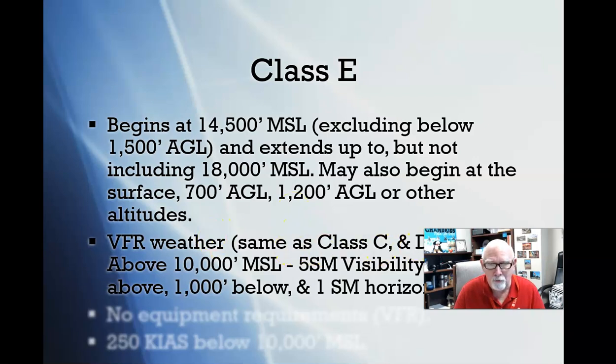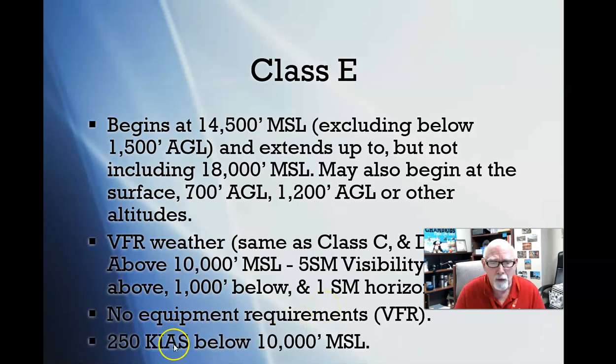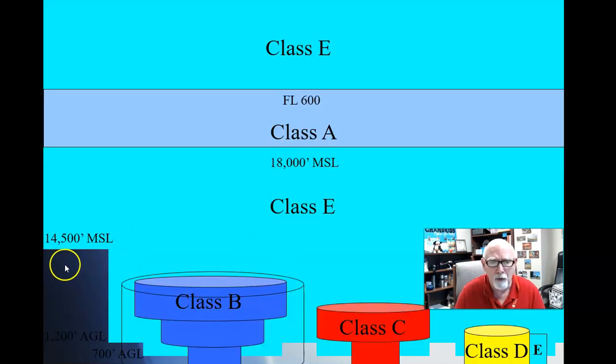You have to have VFR weather again, same as Class C and D, except above 10,000 feet your visibility has to be 5 statute miles. That's like if you're in the mountains. 1,000 feet above, 1,000 feet below, and 1 statute mile horizontal distance for your cloud clearance. No equipment required because you're VFR. Again, if you're below 10,000 feet, you have to be below 250 knots. That's standard. Okay, there you go. There's your Class A, B, C, D, Class E airspace right here.